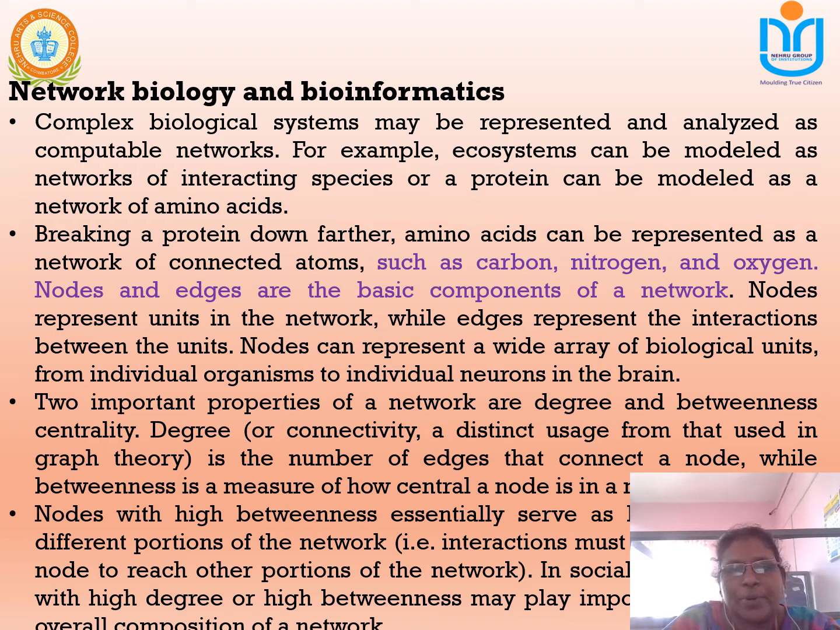Two important properties of a network are degree and betweenness centrality. Degree, or connectivity, a distinct usage from that used in graph theory, is the number of edges that connect to a node, while betweenness is the measure of how central a node is in the network.